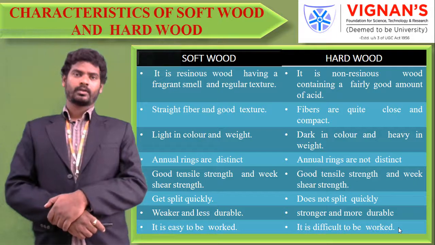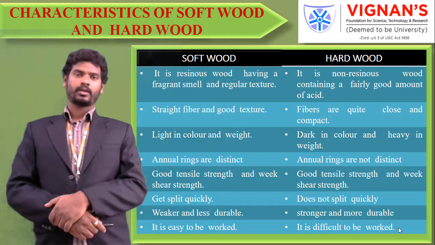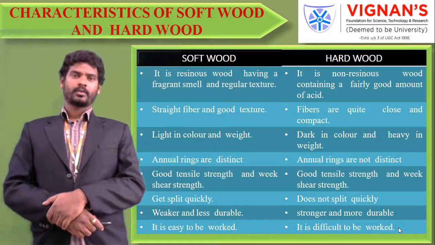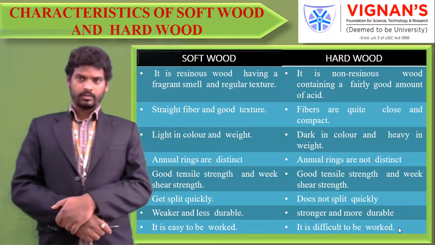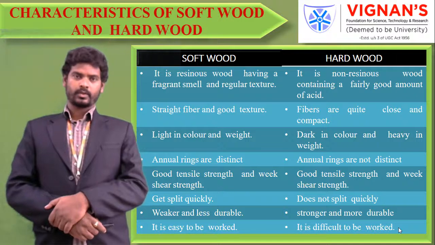Softwood is light in color and white. Hardwood is dark in color and heavy in weight. The softwood is easy to work on. Hardwood is very difficult to work. Coming to softwood, it is less durable.